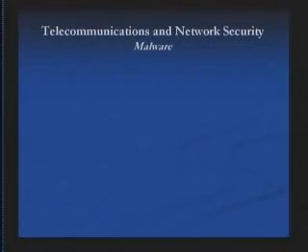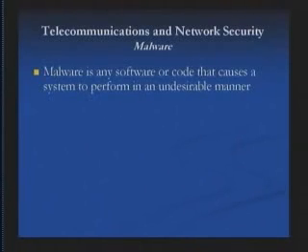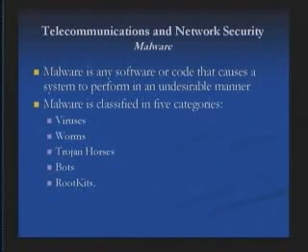All right, then there is the whole classification of malware. Malware comes in lots of different forms. It's all software, it's code that causes the system to perform in some undesirable manner. Comes in lots of different categories. A virus is a type of malware, so are worms, Trojan horses, bots, rootkits. These are all types of malware.